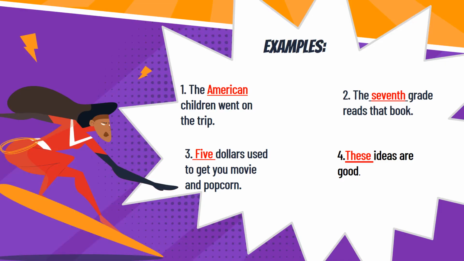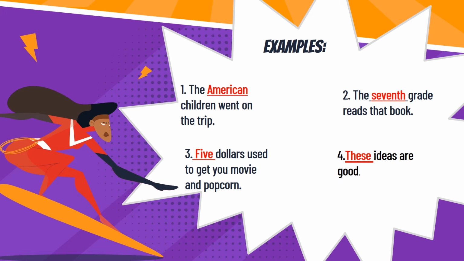Let's look at the examples here. The American children went on the trip. Here we were specific, not just any children, the American children. Number 2, the 7th grade reads that book. We were more specific about which grade. It was the 7th grade.